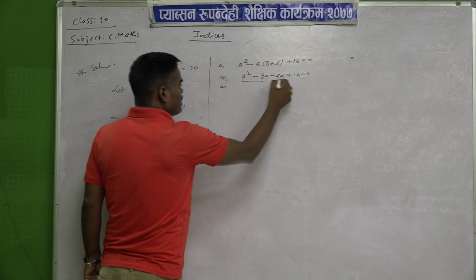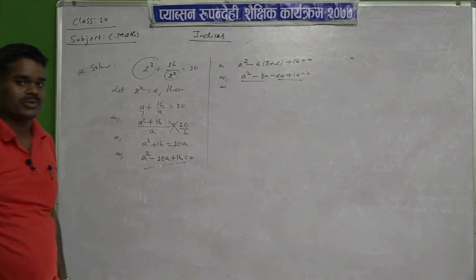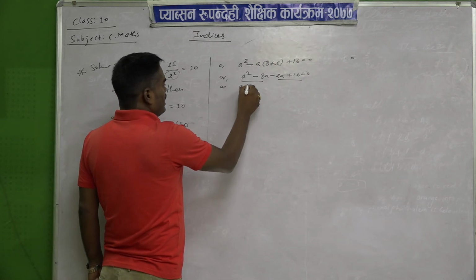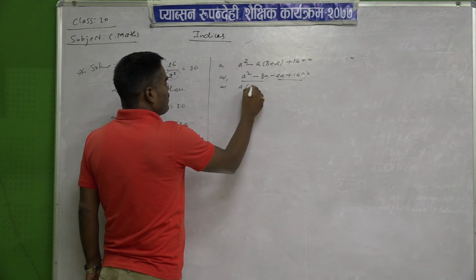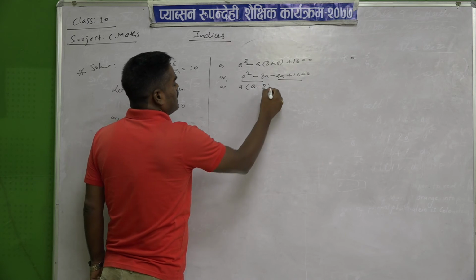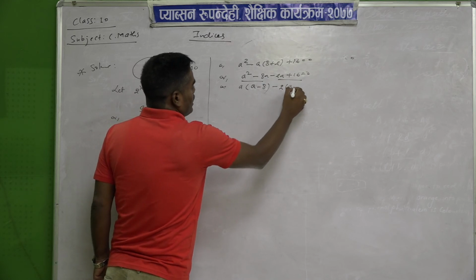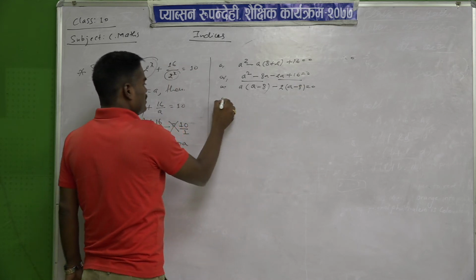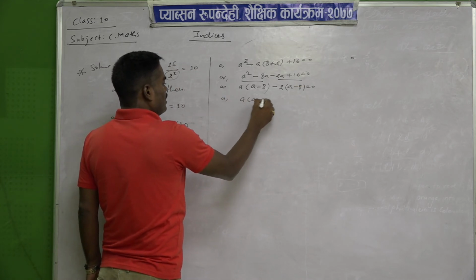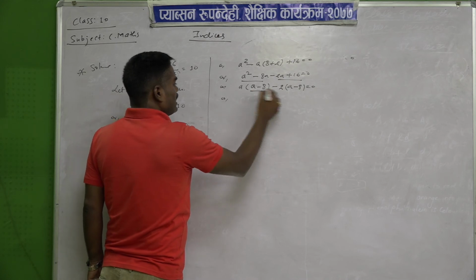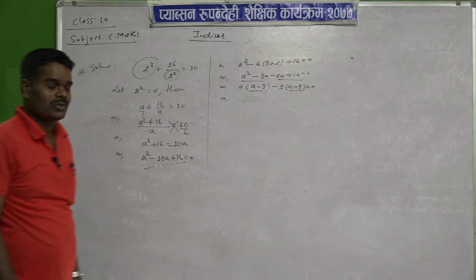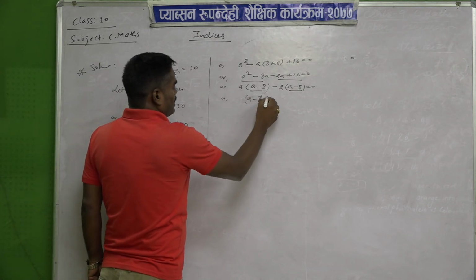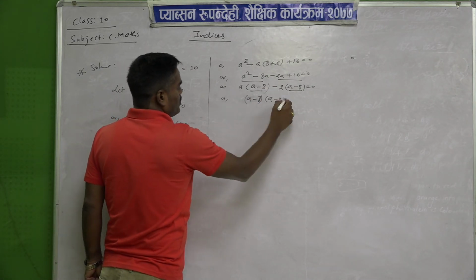Same process between these two terms, we should take the common. What is common here? a is common. So what is left? a minus 8. And between the next two terms, minus 2 is common. So a minus 8 is common, and what is left? a minus 2 equal to 0.